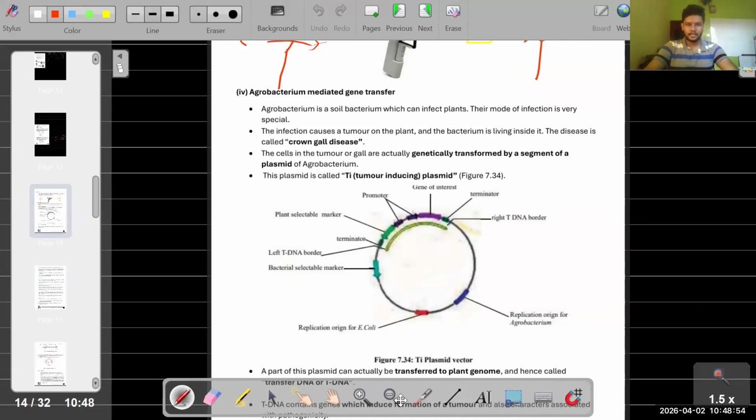Right? It will be a bit refreshing also, right? So it is 10:48. Let's take it as 10:50. So by 11:10, be back. So we can start Agrobacterium-mediated gene transfer. Right? Okay?